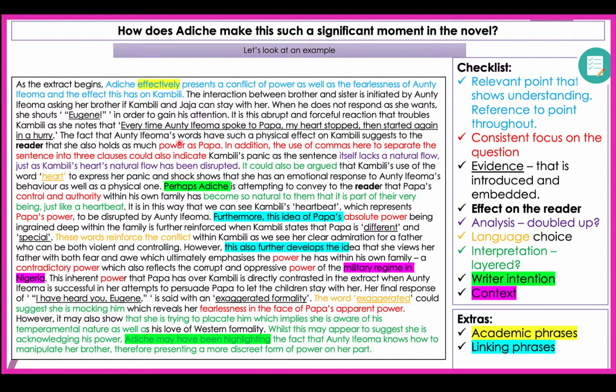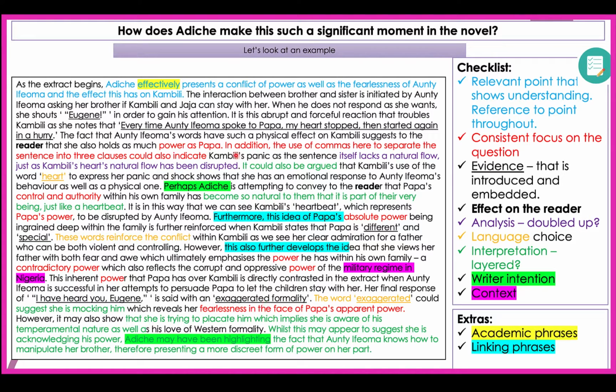The fact that Auntie Ifeoma's words have such a physical effect on Kambili suggests to the reader, so here I'm talking about the reader, that she holds as much power as Papa. All of the red here shows consistent focus on the question and consistent focus on my own key word. So my reference to the question is that I'm here talking about power. You can see I've stated it up here, and I'm just continuing this idea all the way through whenever you see the red.